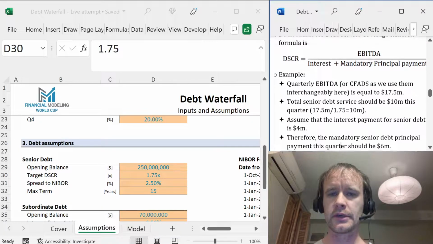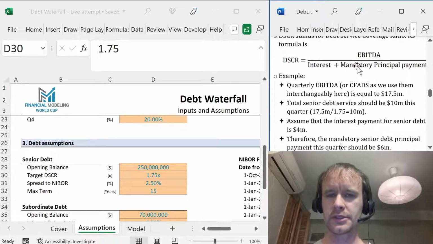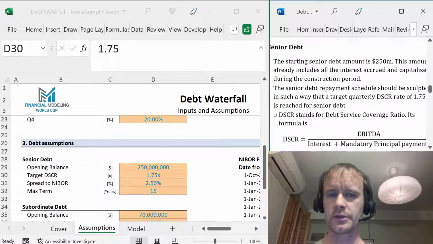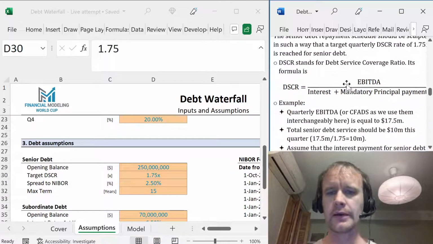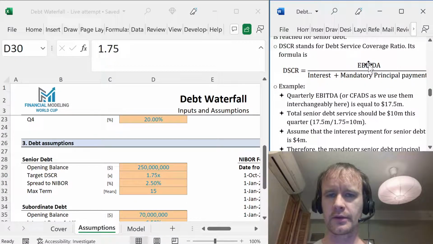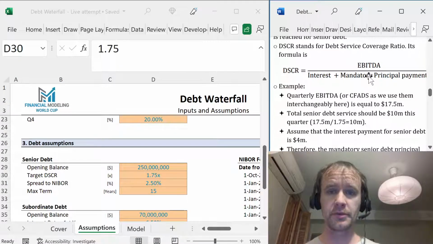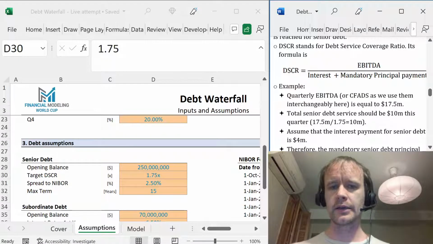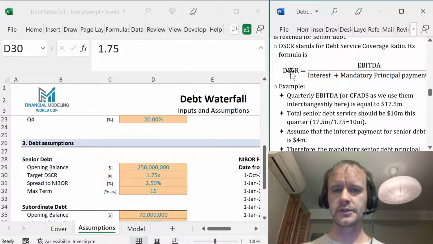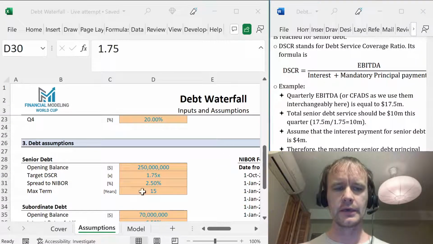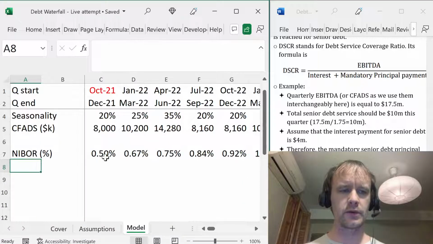So in other words, to get to the mandatory principal payments, the interest rate we know, it's a spread over NIBOR, so we can calculate this piece, we already have, and what we need to figure out is this piece, the mandatory principal payment. So the way we're going to do that is we're going to take our EBITDA, basically rearrange this equation, divide by the debt service coverage ratio, and then subtract off the interest, and that's going to be the mandatory principal payment. So let's have a quick look at that.